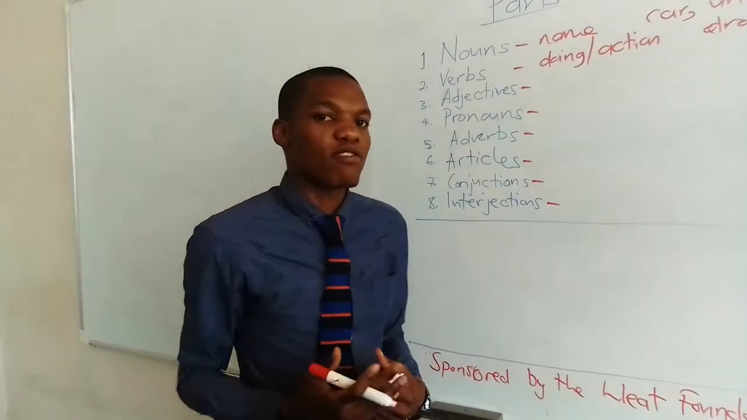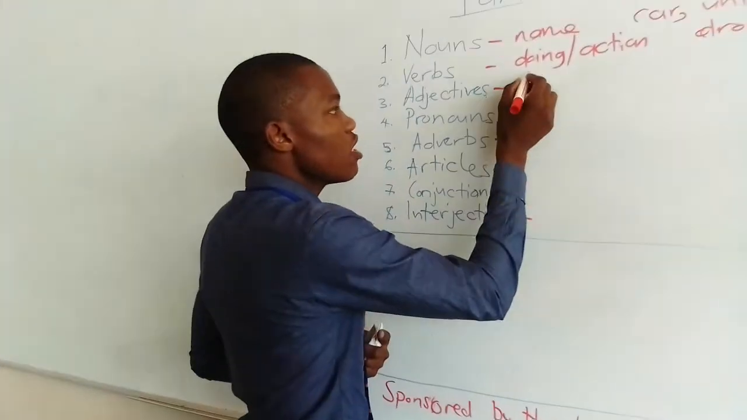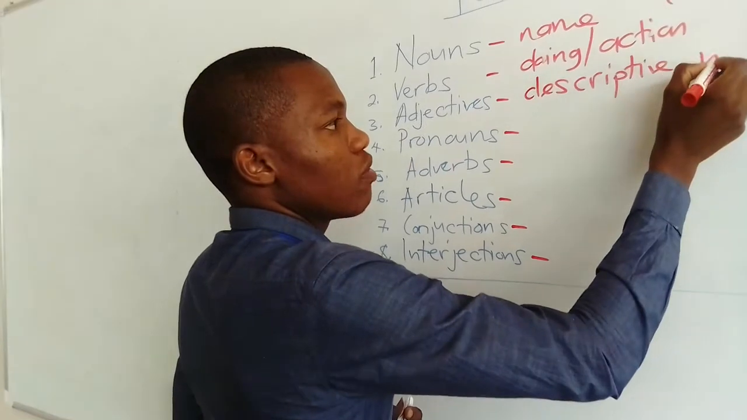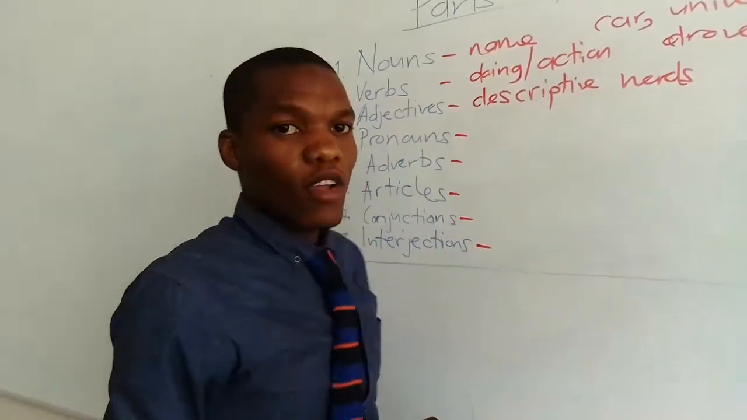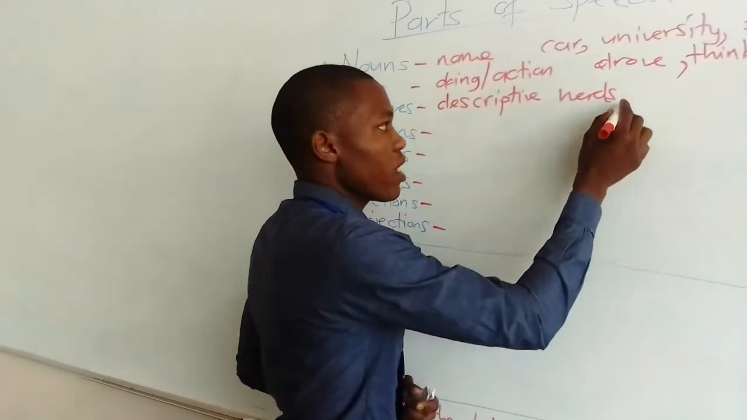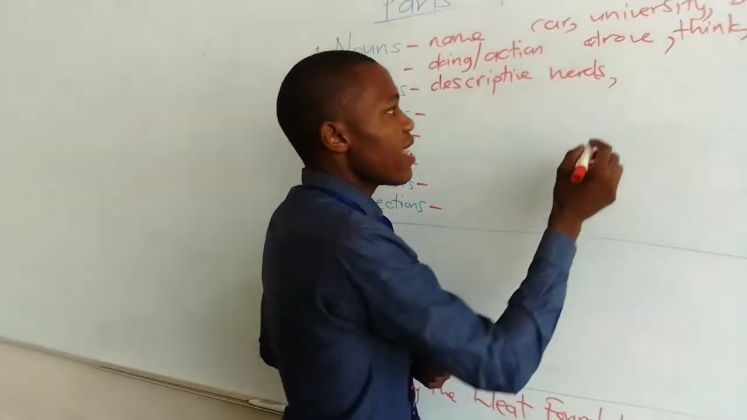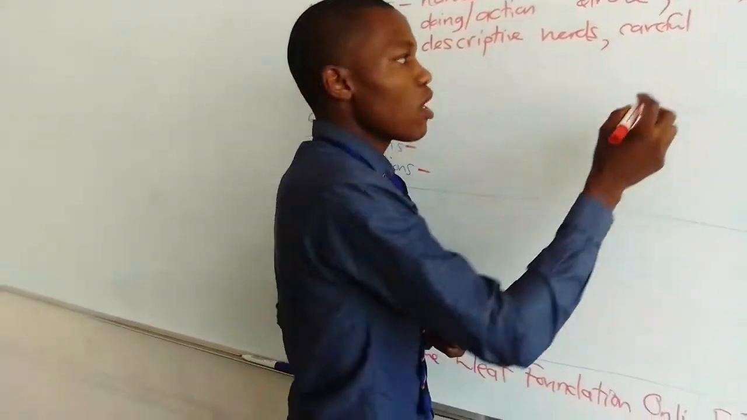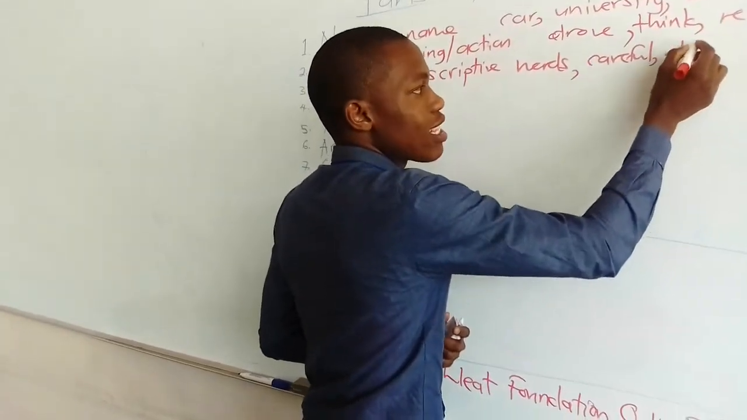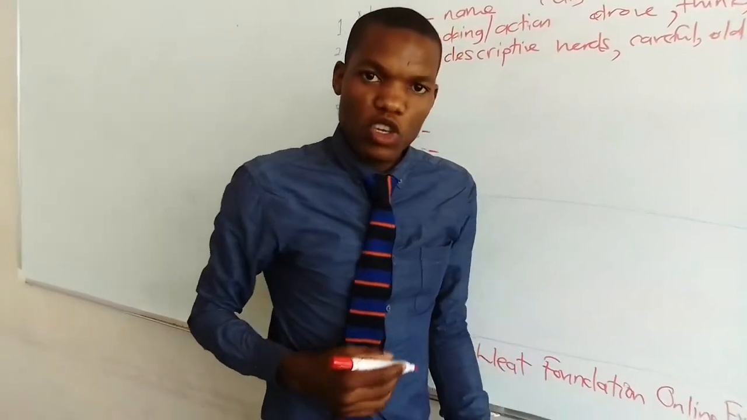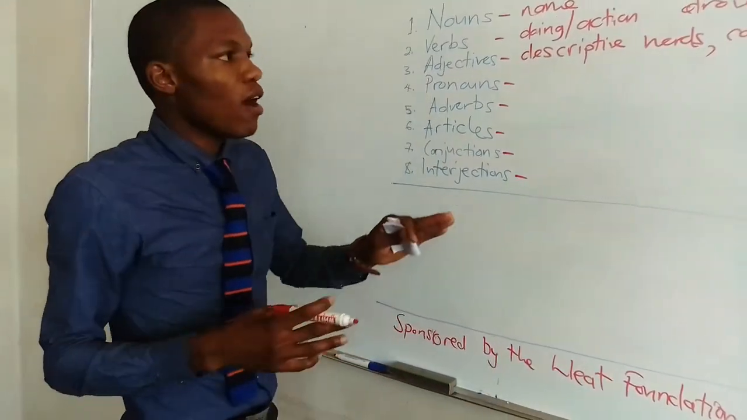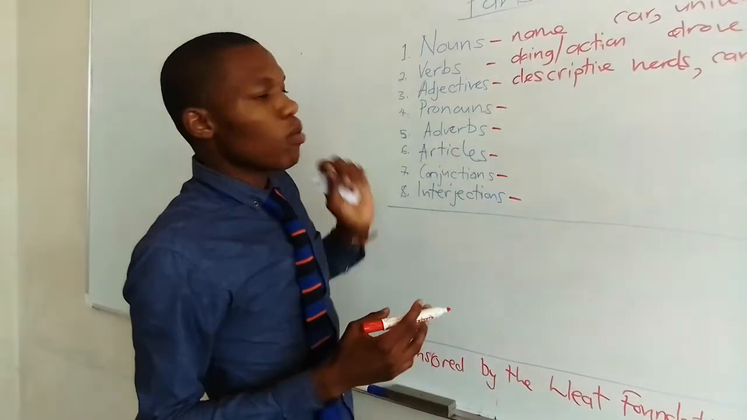Then we get to the third part of speech, which is adjectives. What are adjectives? Adjectives are descriptive words, words that describe. Okay, let me find examples that we can use. Words such as careful. It's a descriptive word, it describes something: old, young, slow, fast. Okay, you're describing something.